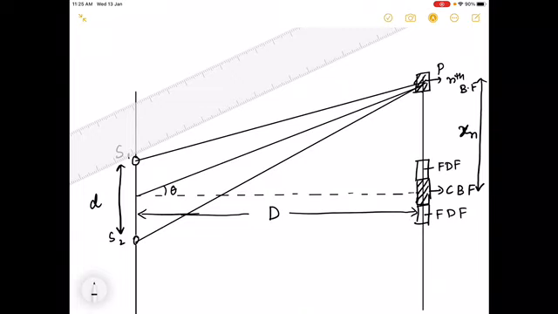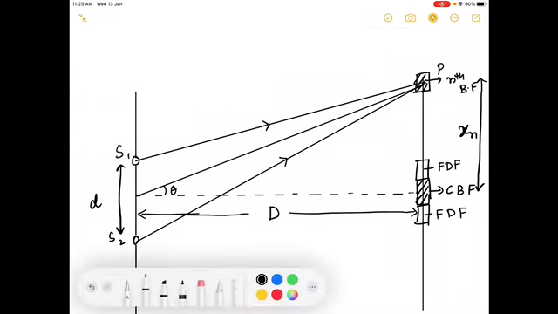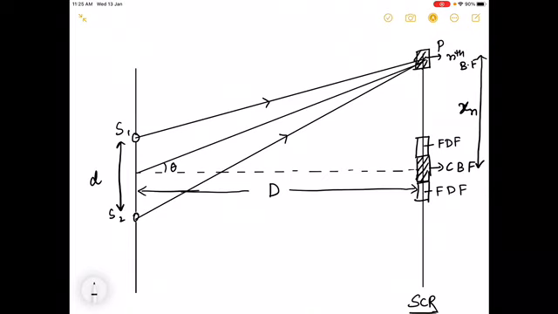We all know that these two waves, and I'm sure you must have seen my previous video, where we talked about interference. So obviously at point P the waves would have constructively interfered.